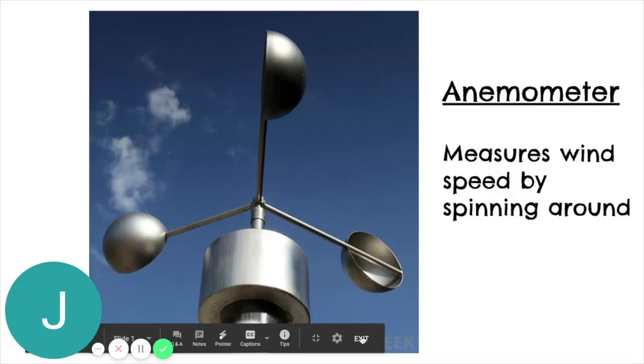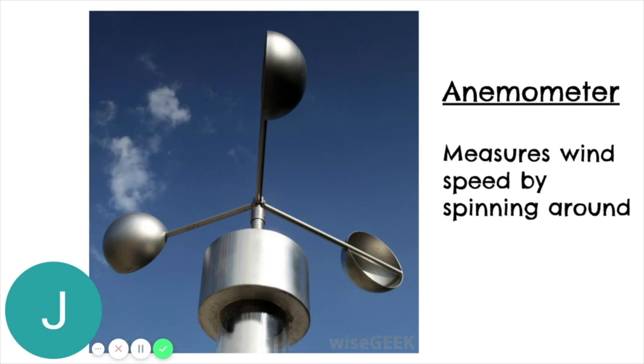This is an anemometer. It measures wind speed by spinning around. Those little cups trap the wind and it makes it spin around like a merry-go-round. And it tells you how fast the wind is going.